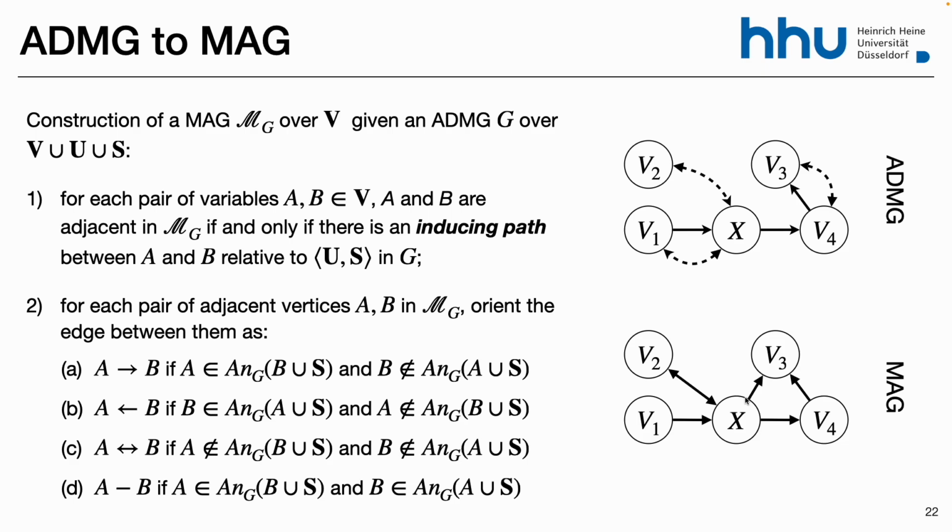Just a quick question: does the ancestral relation just depend on these one-directional arrows, not the dashed ones? Yes.